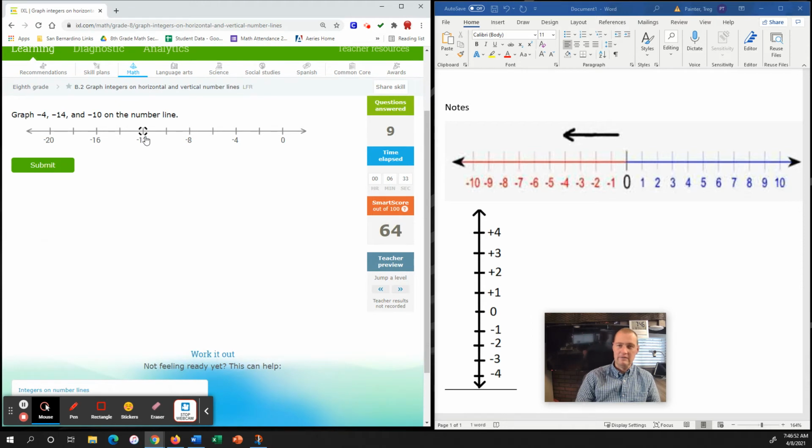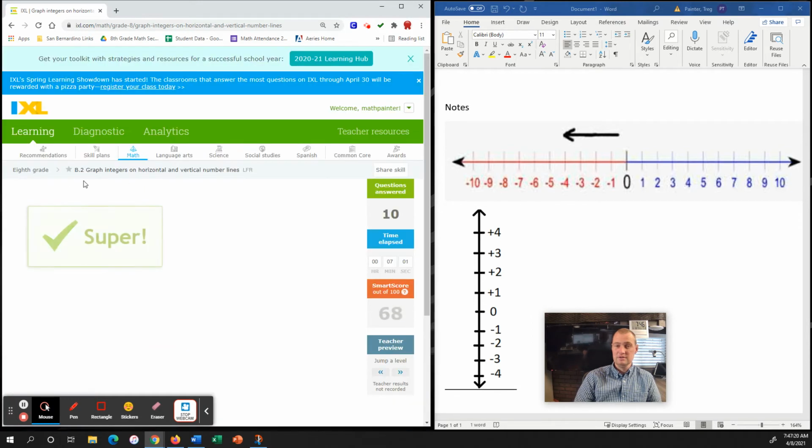So we're going to go ahead and graph negative 4. We're going to graph negative 14, which is not given to us, but negative 14 has to be smaller than negative 12, so I'm going to go to the left. But negative 14 is greater than negative 16, so we have to go to the right from there. So it has to land between negative 12 and negative 16. And negative 10 is also not given to us, but I know negative 10 is smaller than negative 8, but it's greater than negative 12. So negative 10 is going to land there.